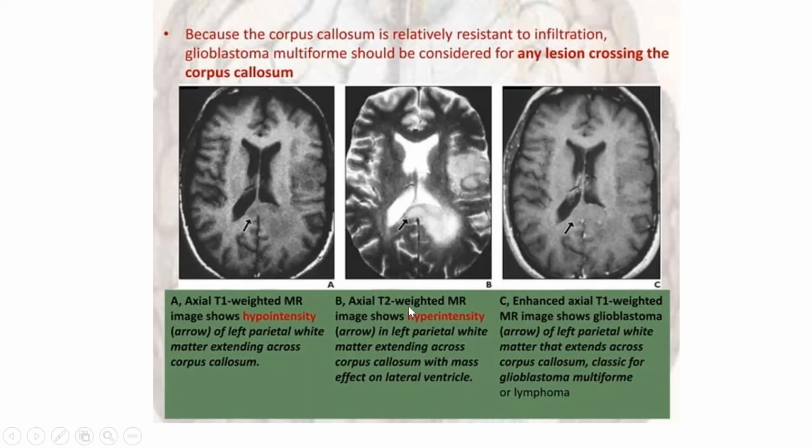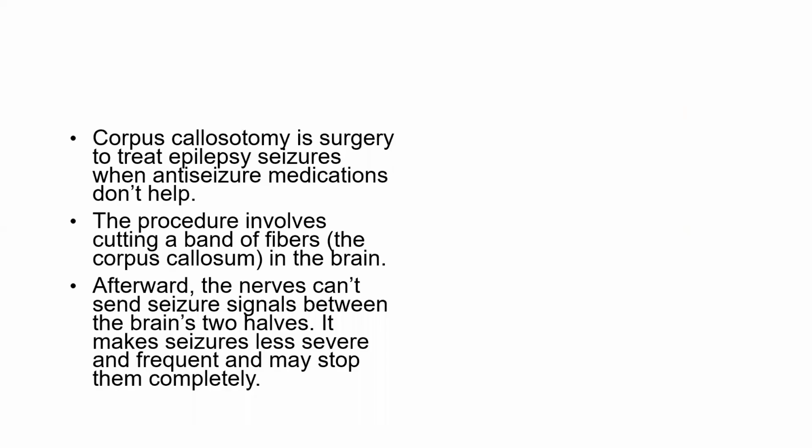And axial T2 weighted MR images showing the hyperintensity. This is, you can see, over here. And enhanced axial T1 images you can see over here quite nicely. So this is extending across the corpus callosum. This is the posterior part of the corpus callosum. So you have to think about it.